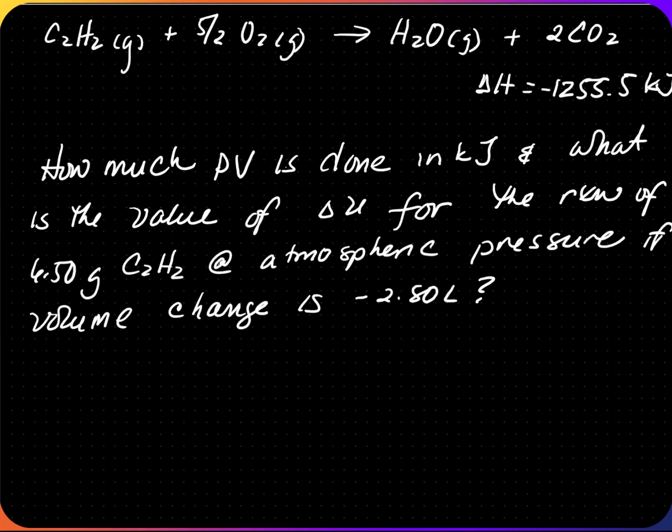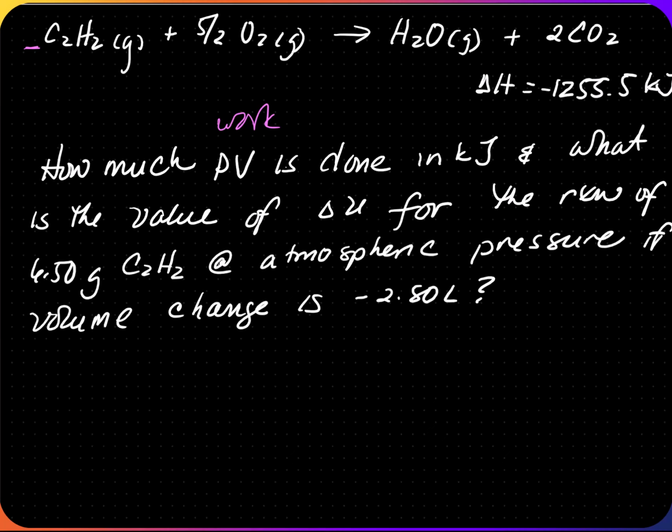Here we have acetylene, C2H2, and it's combusted, and it has an enthalpy of negative 1255.5 kilojoules per 1 mole of C2H2. They want to know how much PV, which is work, is done in kilojoules, and what is the value of delta U, or internal energy, for the reaction of 6.50 grams of C2H2 at atmospheric pressure.